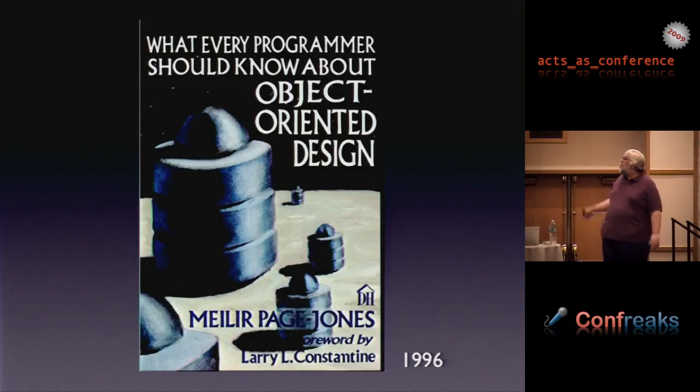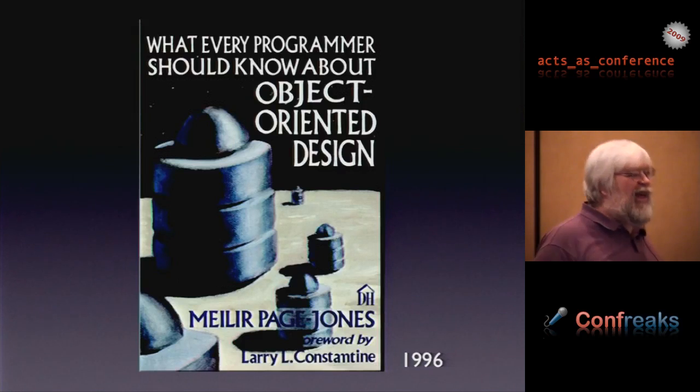The second part of this book is an introduction to a notation for writing graphical designs, kind of like UML. But this book was written before UML was popular. So Page-Jones introduces his own notation that nobody uses. So the second part of the book, you can skip that and you won't lose anything.